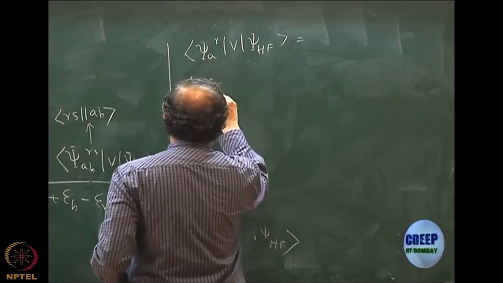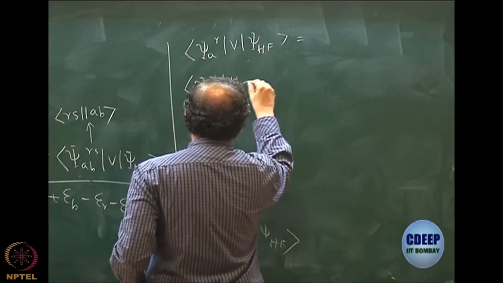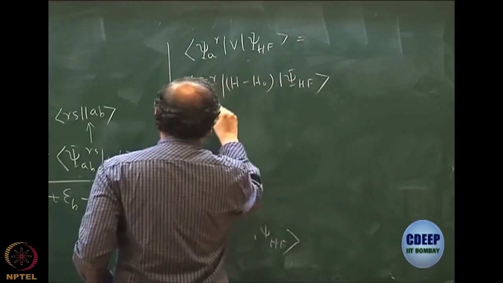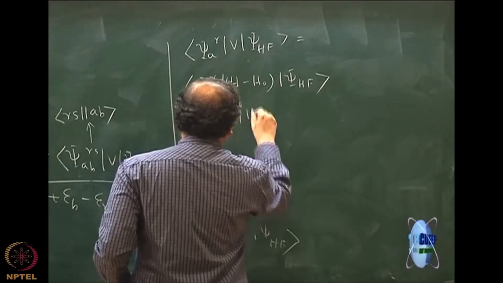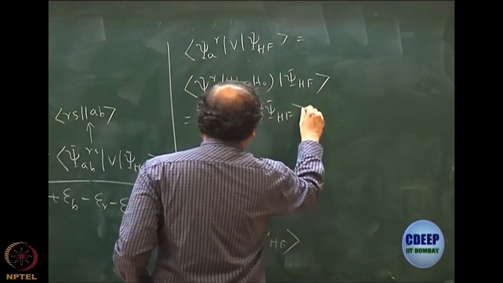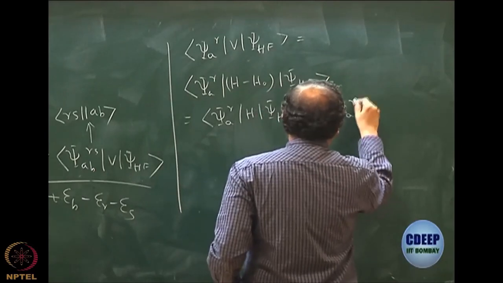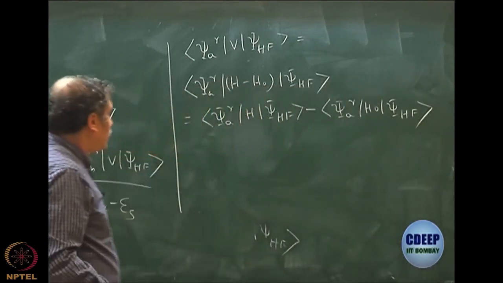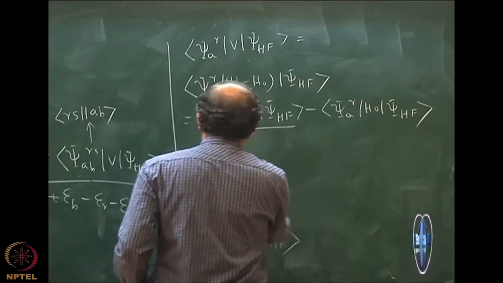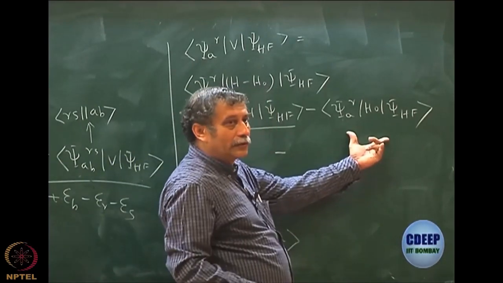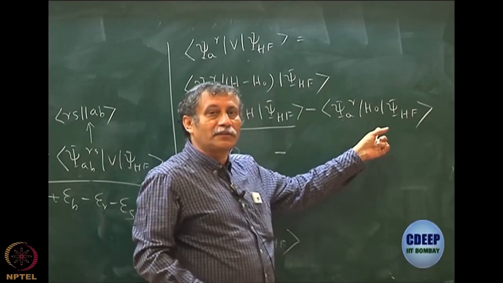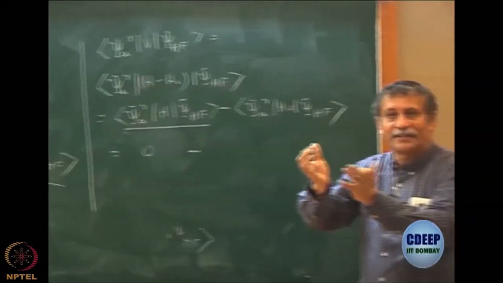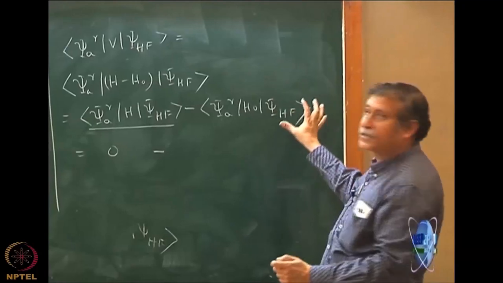I can write this as psi AR. There is a simple way to do it, H minus H naught, psi Hartree-Fock, correct, which is psi AR H psi Hartree-Fock minus psi AR H naught psi Hartree-Fock. Note that this part is 0 by Brillouin's theorem. Note that this is also 0, because each of these determinants is an eigenfunction of H naught. So when H naught acts on psi Hartree-Fock, it has some value, the sum of the orbital energies, right? Not E Hartree-Fock, the sum of the orbital energies times psi Hartree-Fock, right?